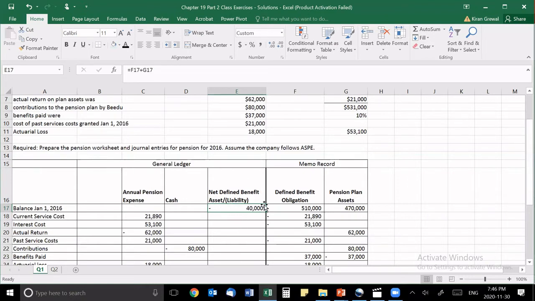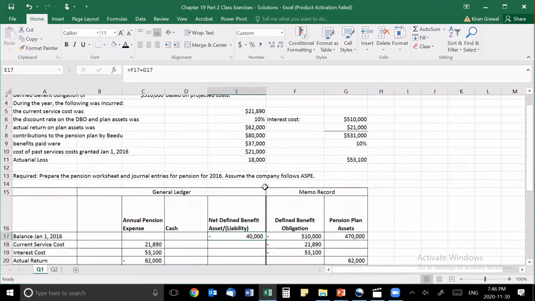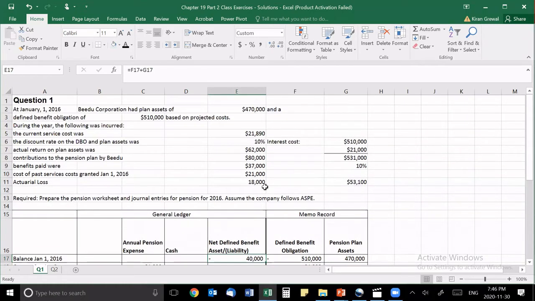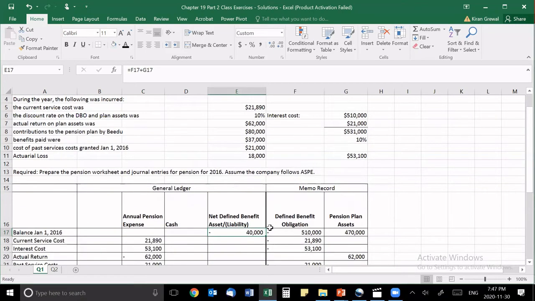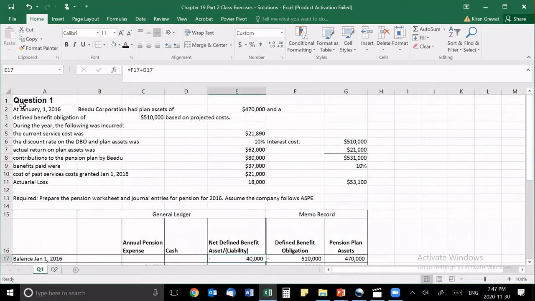It did tell us in this question what the net defined benefit was, but we can figure it out by subtracting the two opening balances. I think in the last video, we had a line item that said what the net defined benefit was, but in this case, we could just calculate it. Okay, so let's just go down the list and add what we need to on our spreadsheet.